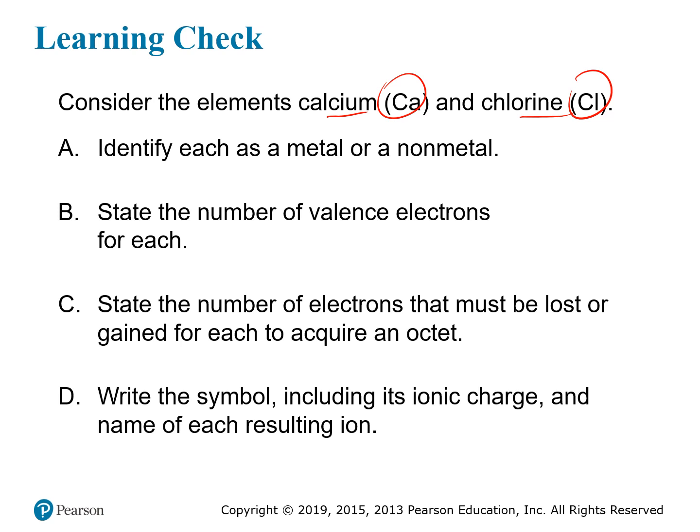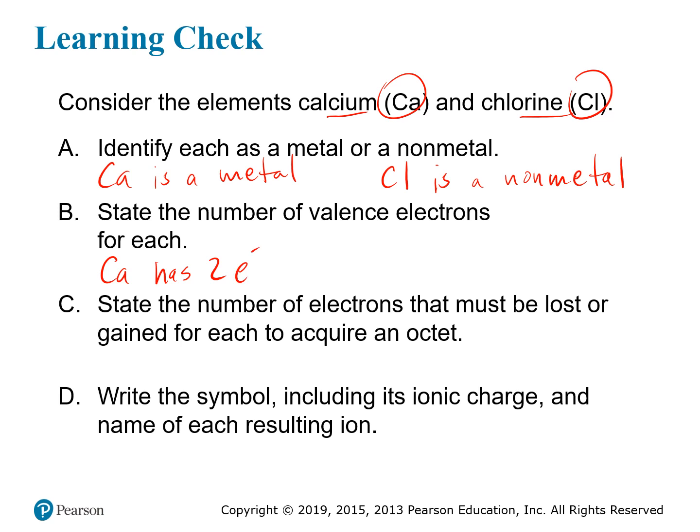That means that calcium is a metal, because it's all the way on the left-hand side. Chlorine is all the way on the right-hand side in group 7A or 17. And so chlorine is a nonmetal. Again, you should be able to tell that just from their positions on the periodic table without looking up anything else. You should also be able to tell from the position on the periodic table how many valence electrons they have. Calcium, like I said, is in group 2A, so it has 2 valence electrons.